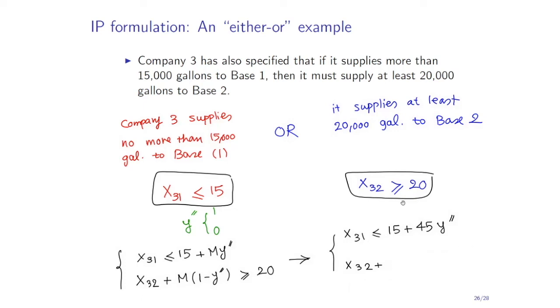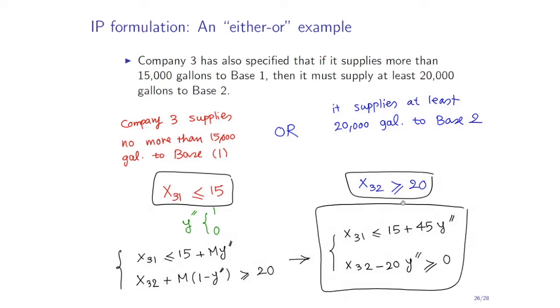So if I expand it, it becomes 20 y prime minus 20 y double prime greater than or equal to 0. Okay, these are the constraints that I will need to model the last condition.